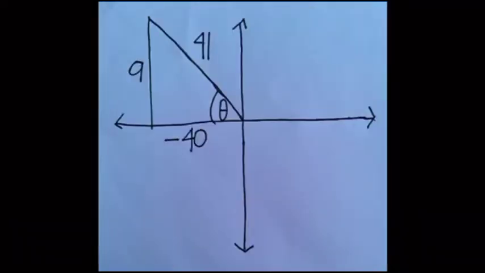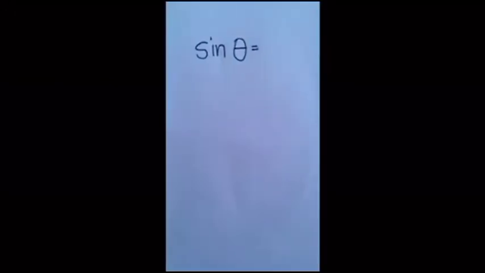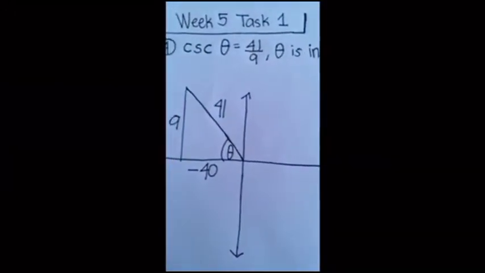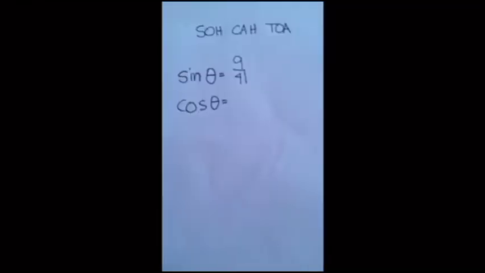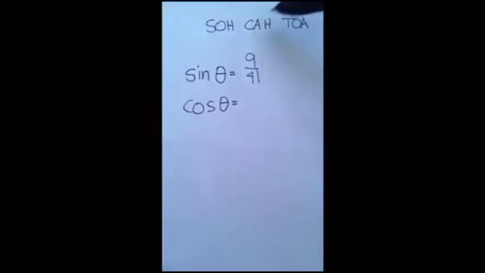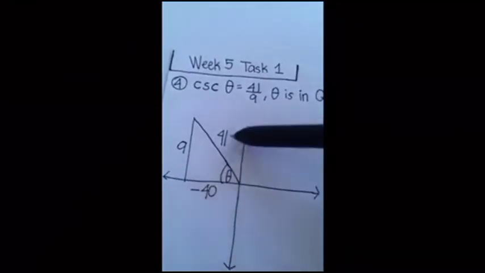Therefore, our answer would be 40. You might be wondering why it's negative 40 because it is on the negative side of the x-axis. But the thing is, the hypotenuse always remains positive. Now we can find the other 5 trigonometric functions by using SOHCAHTOA. Sine theta is the reciprocal of cosecant theta, which would be 9 over 41. Our cosine theta would be adjacent over hypotenuse. So our cosine will be negative 40 over 41.